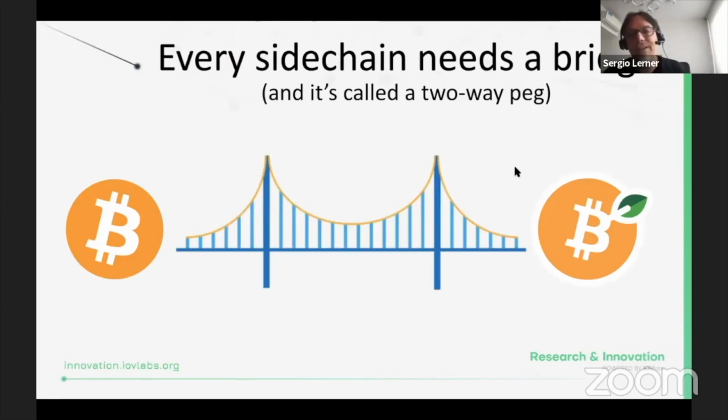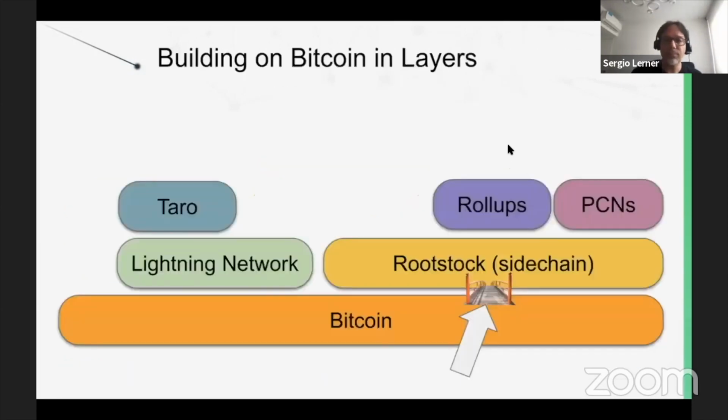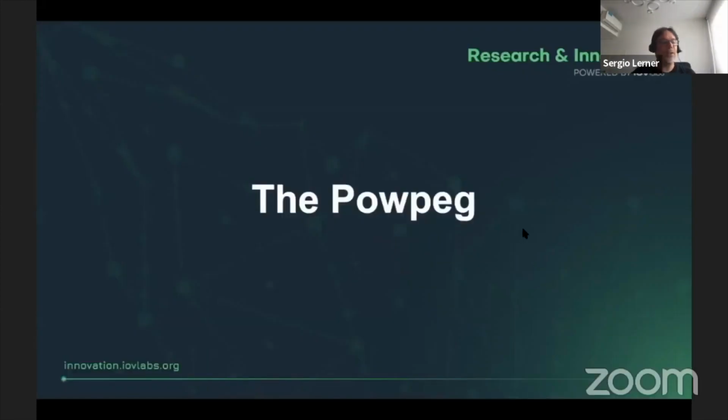And in the case of a sidechain, it's called a two-way peg. So this is the bridge that I'm going to talk about, the one that connects Rootstock with Bitcoin. And the RSK bridge evolved from a federated bridge, which means that a federation of functionaries, each one of them holds a private key, and this private key is part of a multisig, and this multisig controls the funds that are sent to the Rootstock sidechain.